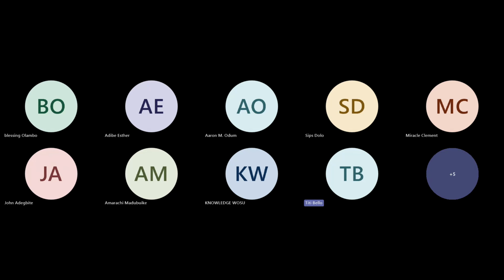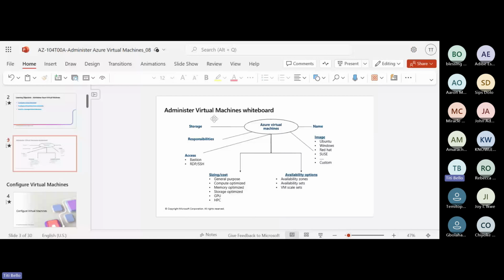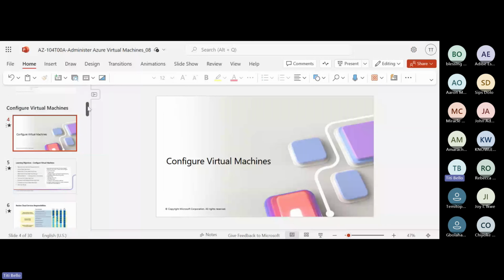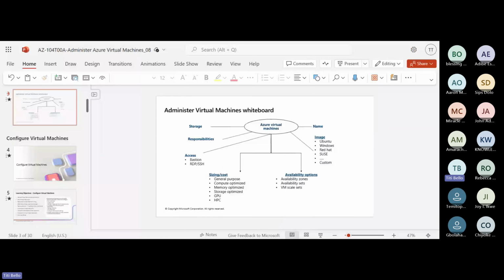Virtual machines. One of the key components of a virtual machine is storage. As you can see from the arrows here, we have storage, responsibilities, access, size, availability options, image, name. I'll leave this up for a few minutes so that I can explain a bit around it.